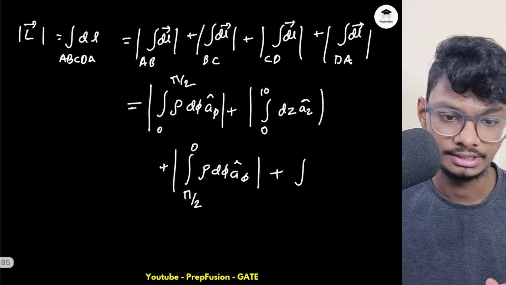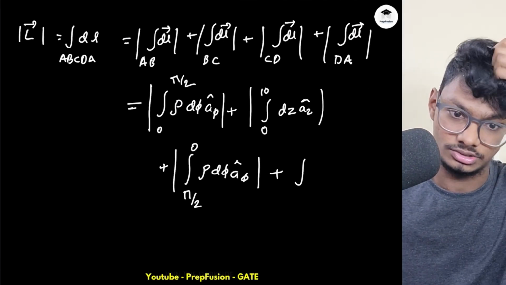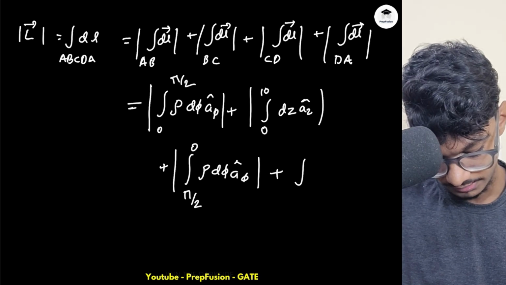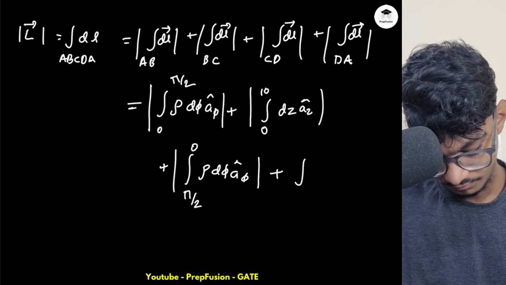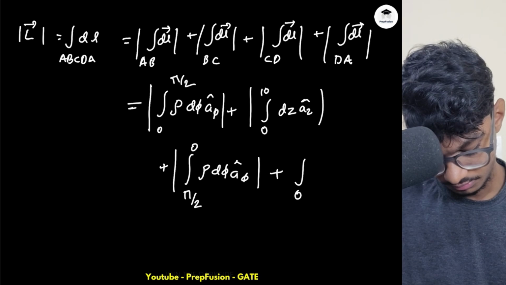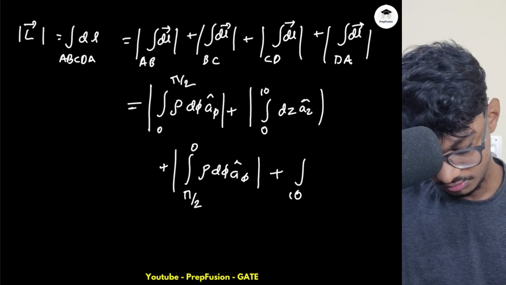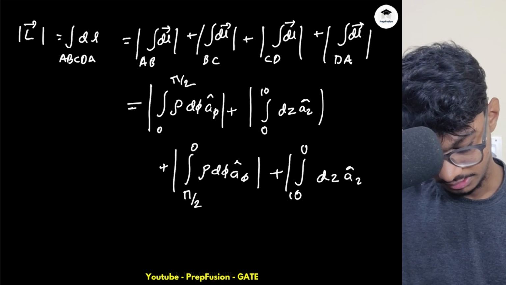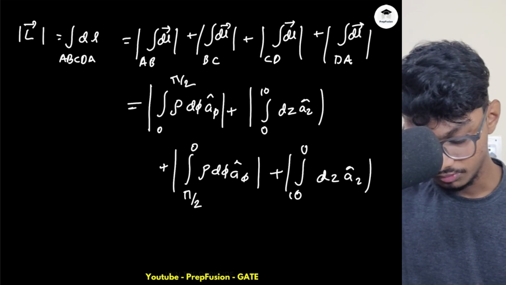But I don't care about the direction, I just care about the length. So yeah, that is what I will do. So this is the length. 10 to 0, dz z cap. So what will this come out to be?